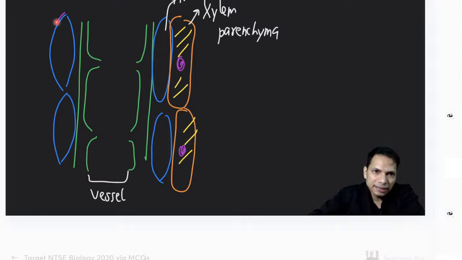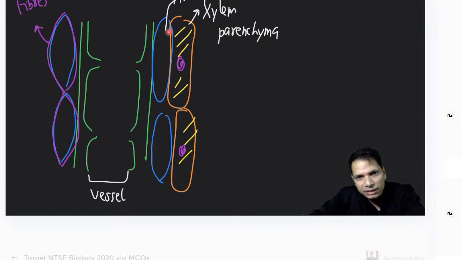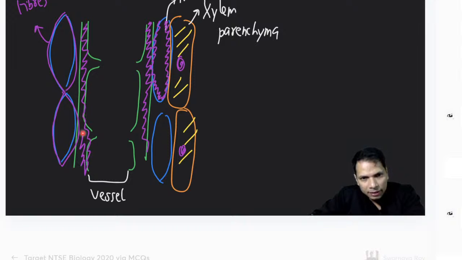And look here, on the side of the tracheids, there are the xylem fibers. These are the fibers. These are also dead. Why? Because there is lignin deposition. Right? In the secondary cell wall, there is lignin deposition in all these except xylem parenchyma. Everywhere here, there is lignin.